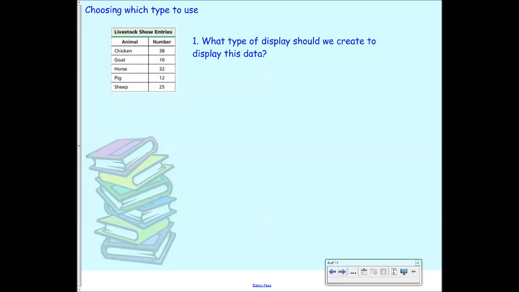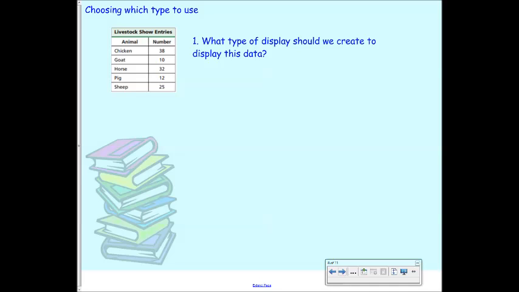Pie chart. Okay, some people say pie chart, some people say bar graph. Why not line? It's not a time. There's not a relationship between it, right? Just because you bring 38 chickens doesn't mean you also have to bring 32 horses. There's no relationship between the two pieces of data. Diego, you said pie chart. How come? Because it's showing how many more entries. Okay, so it would be like the percent of the entries that are chickens. Good. I would say either one would work. I'd probably do a bar graph here, but either pie chart or bar graph would work.